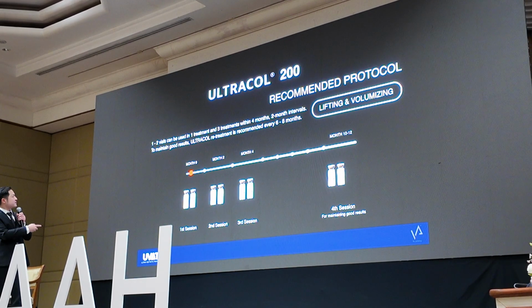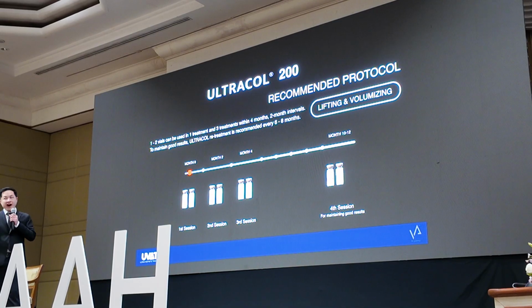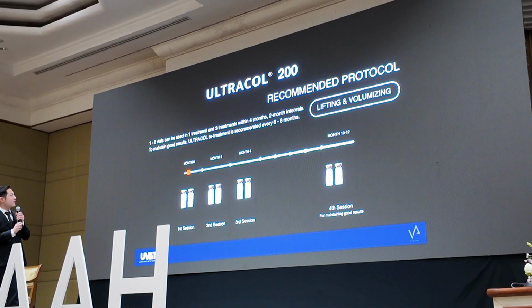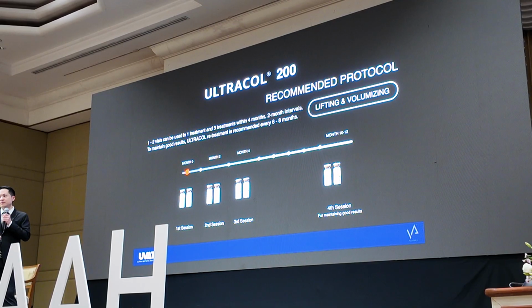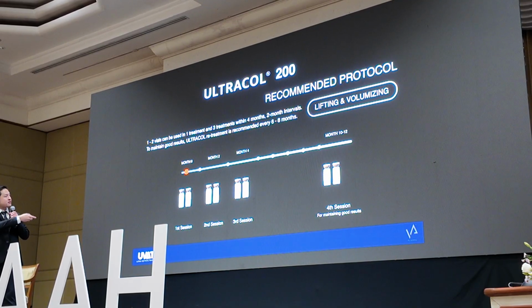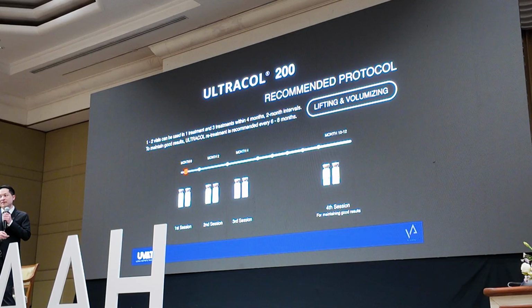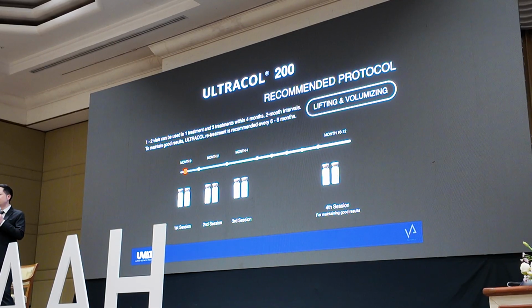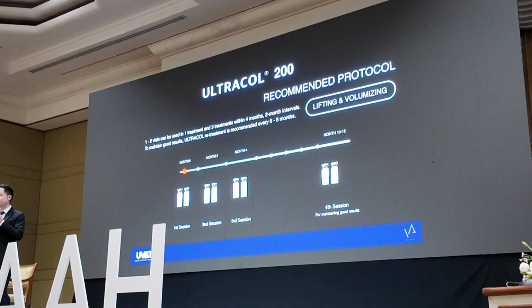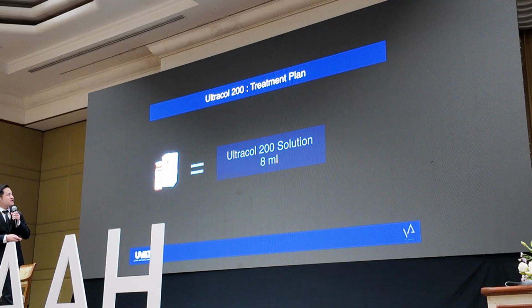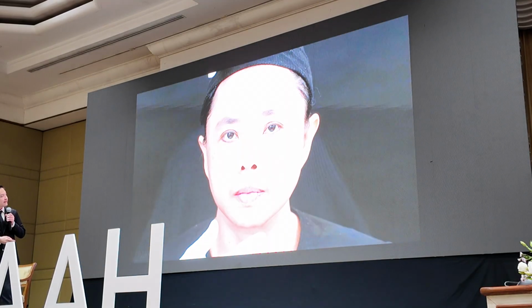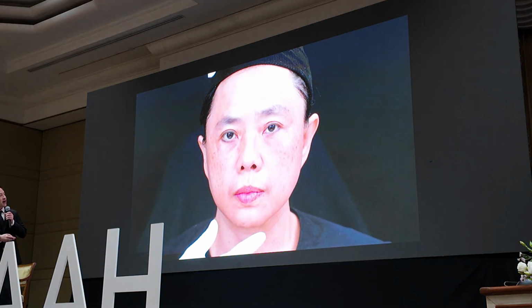The first time, we use 2 vials. And the second time, we wait about 2 months for another 2 vials. And at 4 months, we will use another 2 vials. And then at 1 year, we will do another 2 vials for her. This is the treatment plan for her. Let's see the how-to injection.